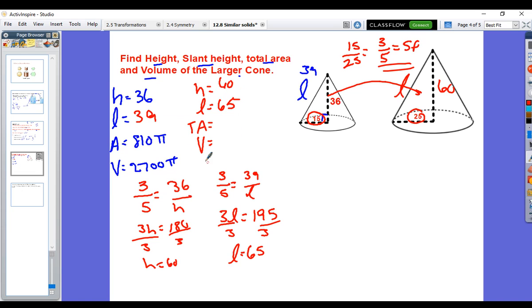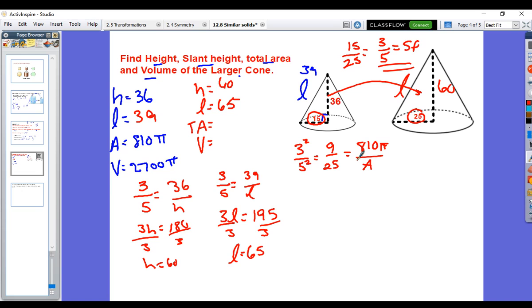Let's find total area. So instead of having to redo that whole formula, the pi rL plus pi radius squared, let's do the proportions. Now, for area, since it's two-dimensional, we take our scale factor and we square those numbers. So 3 squared, 5 squared, that gives us 9 over 25. So this is the scale factor we're going to use. All right, so we do 9 is to 25 as the area of the smaller cone, which we said was 810 pi, is to the area of the bigger cone, which we don't know.